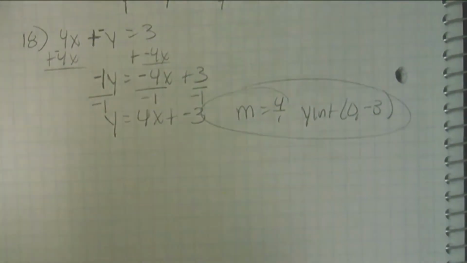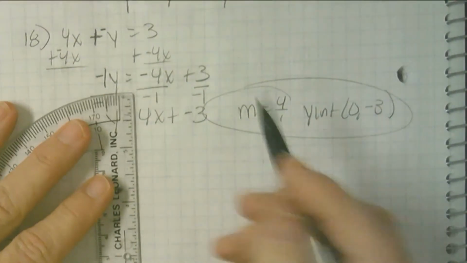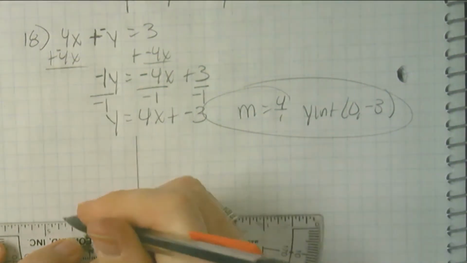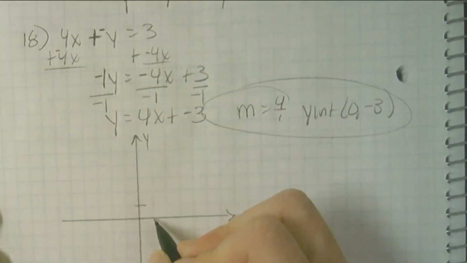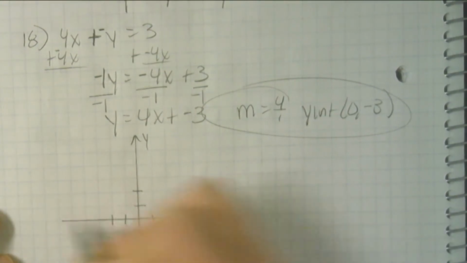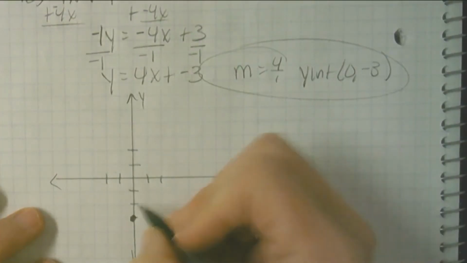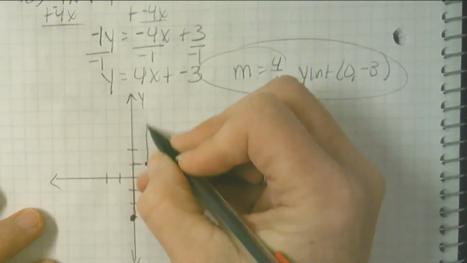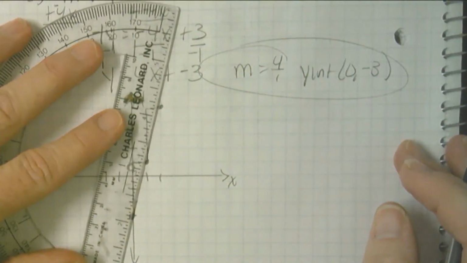All right, and now I'm going to graph that. All right, so I have my y and my x. So I have 0, negative 3, which is right here. I'm going to go up 4, 1, 2, 3, 4 over 1. And then I'm going to draw a line through that.